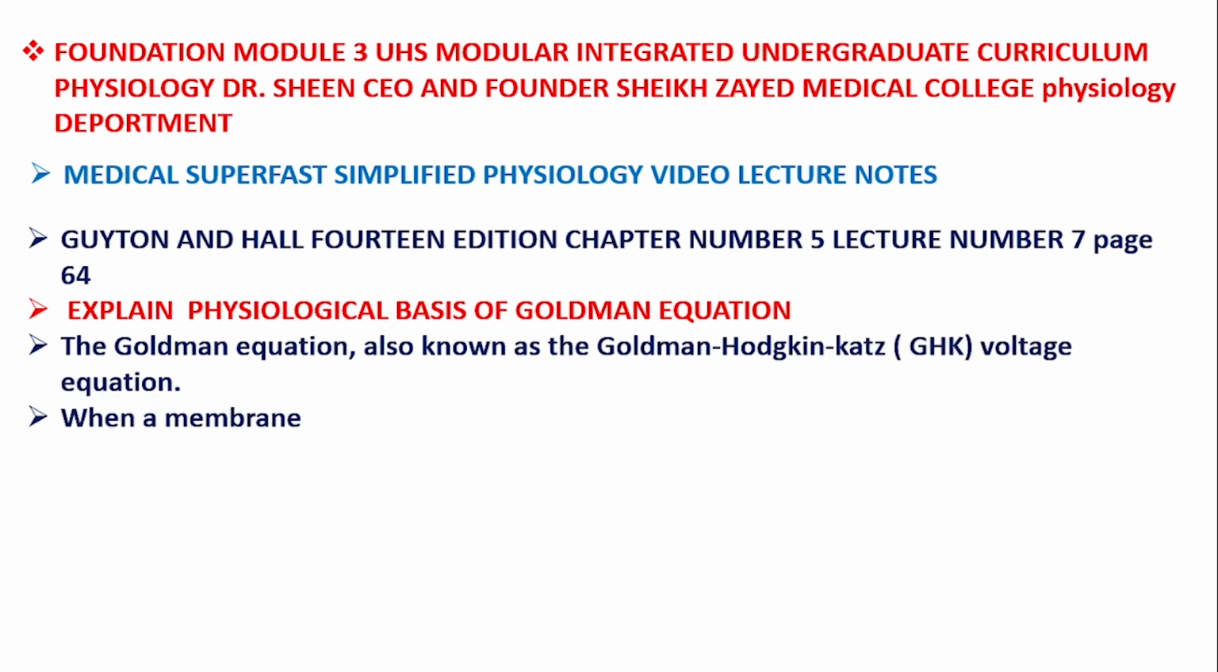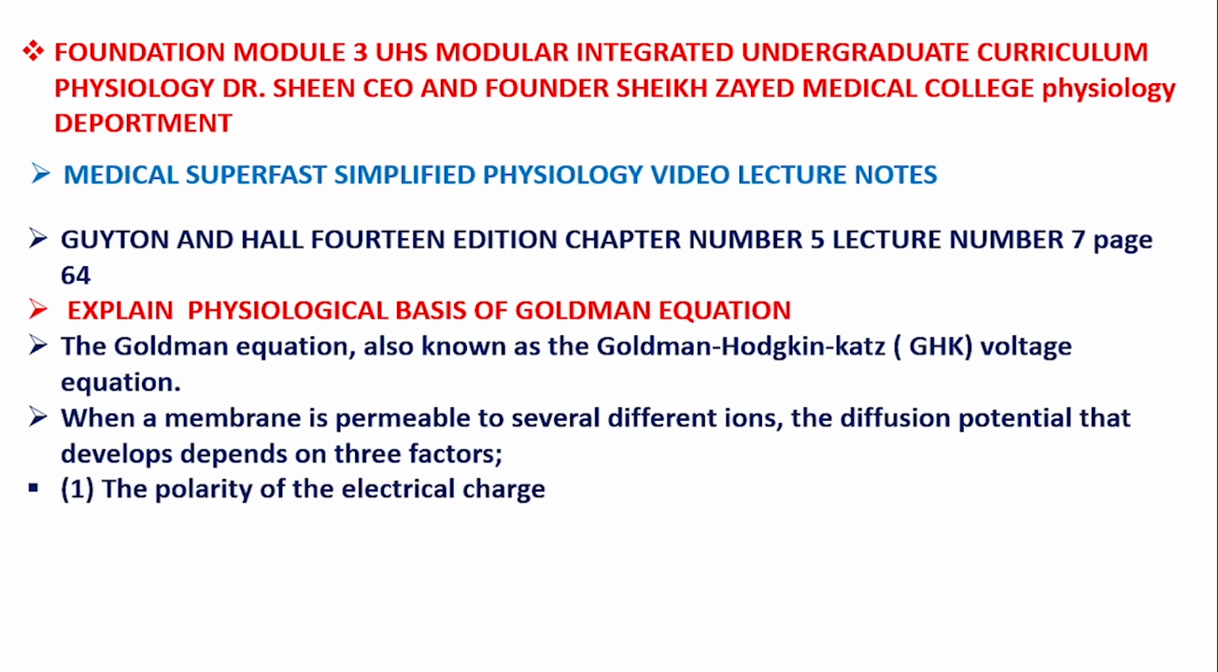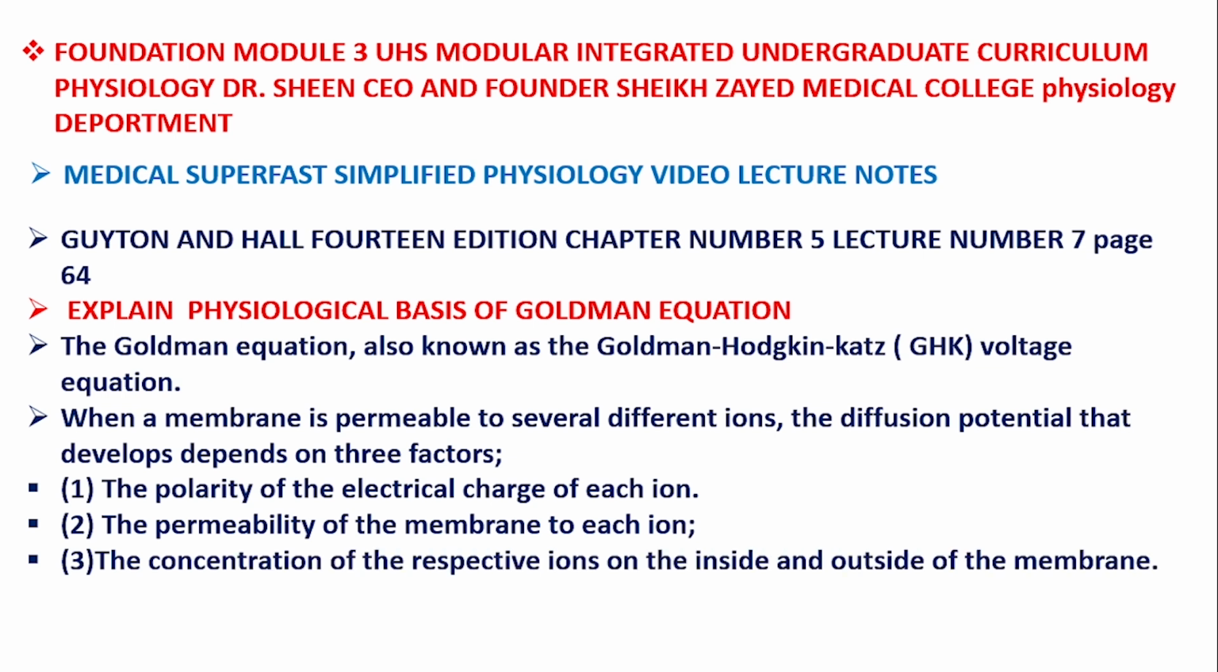When a membrane is permeable to several different ions, the diffusion potential that develops depends on three factors. 1. The polarity of the electrical charge of each ion. 2. The permeability of the membrane to each ion. 3. The concentration of the respective ions on the inside and outside of the membrane.